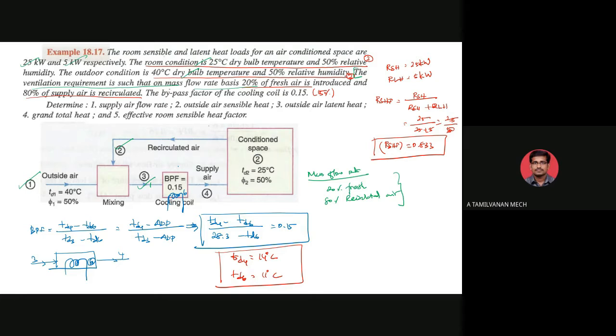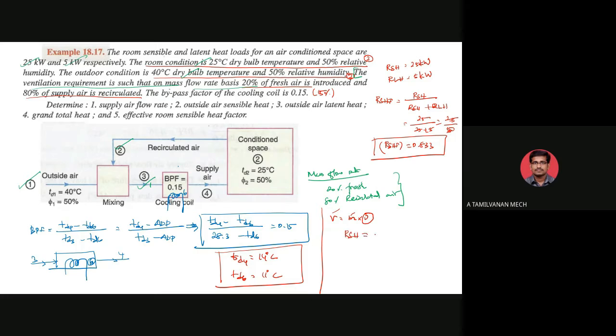How can we find the supply flow rate? Before finding the volume flow rate, volume is equal to mass into specific volume. Here we don't know volume, we don't know mass. Then how do you find the specific volume? We may find the specific volume from the psychrometric chart, VS1. So we have a formula, with which we can write the volume and mass.